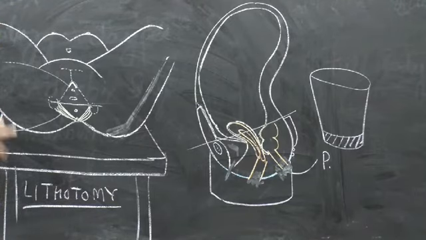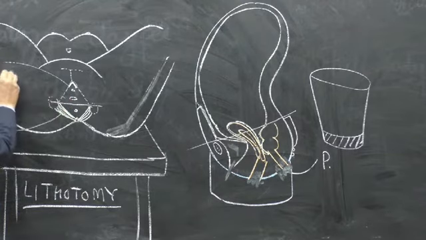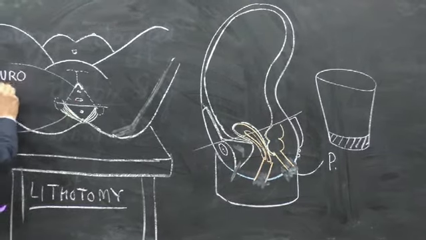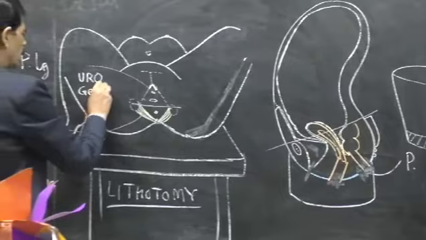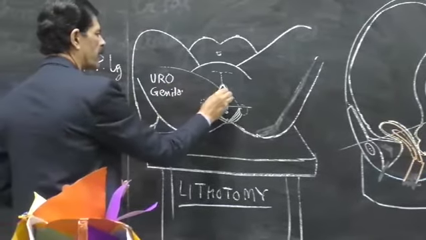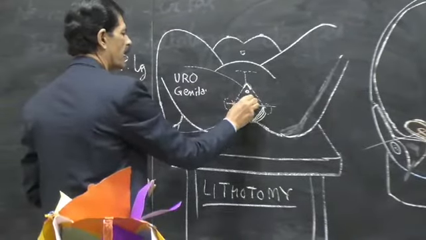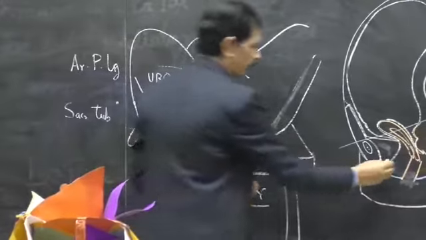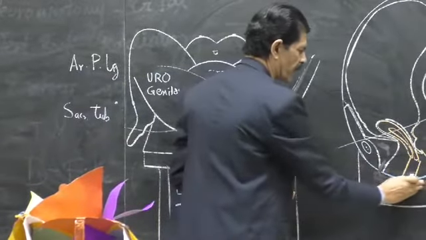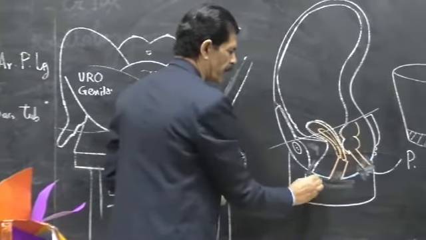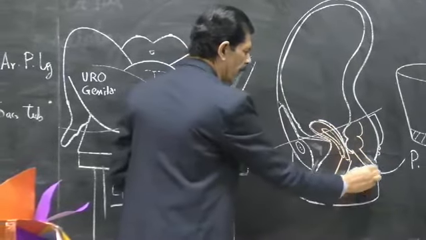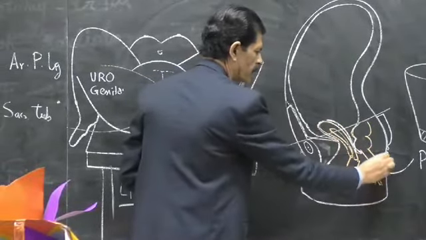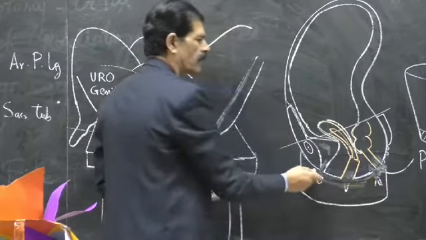So we study the perineum in two parts. The anterior triangle is called the urogenital triangle, because it contains the urinary opening, the urethra, and the vagina. Because there are three openings, if you see, the perineum has the urethra, vagina, and the anal canal. If you see from below, this is the same.